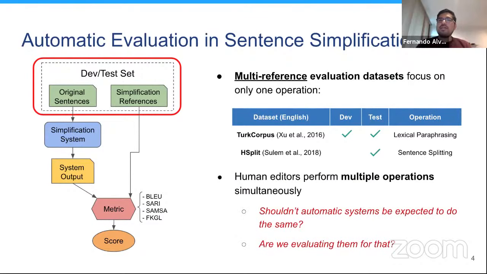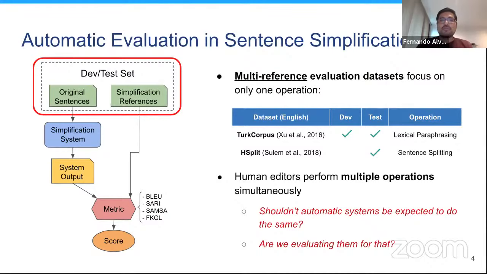Because as I said before, since human editors perform multiple operations at the same time, shouldn't we expect that automatic systems also do the same, perform multiple operations? And if that's the case, considering the characteristics of the data sets that we have, like TurkCorpus and HSplit, are we really evaluating them for that multiple operation characteristic or not?